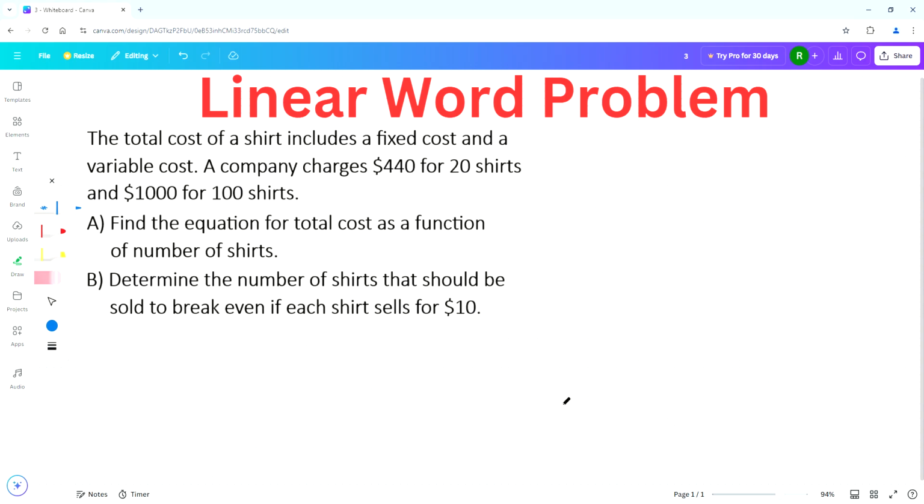In this video, we'll solve this linear word problem. As per the problem, the total cost of a shirt includes a fixed cost and a variable cost. A company charges $440 for 20 shirts and $1,000 for 100 shirts. In part A, we have to find the equation for total cost as a function of number of shirts. So let's start with part A.